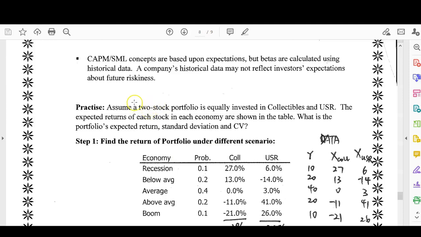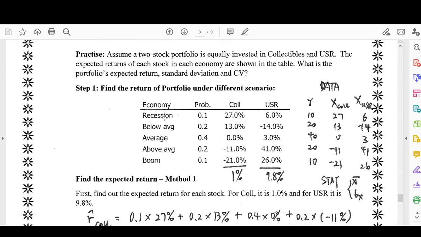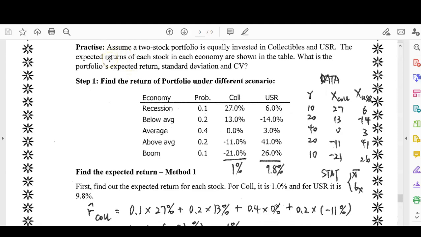Okay, so here are all the discussion on the CAPM. Let's look at a practice here. This practice is actually related to Chapter 8, Class 2. Okay, we know a 2-stock portfolio here, equally invested in collectibles and US rubber.